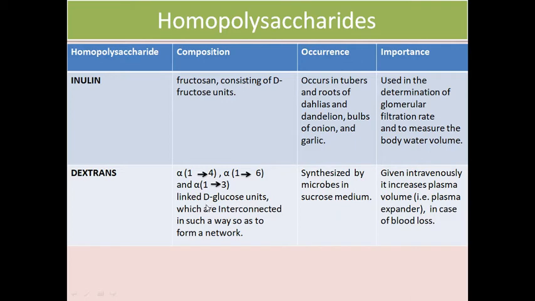Dextrans are linked with glucose units, with alpha 1,4, alpha 1,6 and alpha 1,3 glycosidic linkages, which are interconnected in such a way as to form a network. It is synthesized by microbes in sucrose medium. Given intravenously, it increases the plasma volume. It acts as a plasma expander in the case of blood loss.